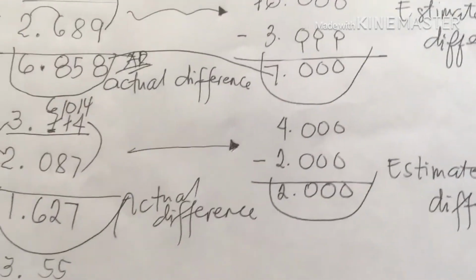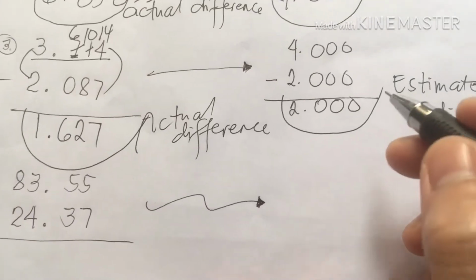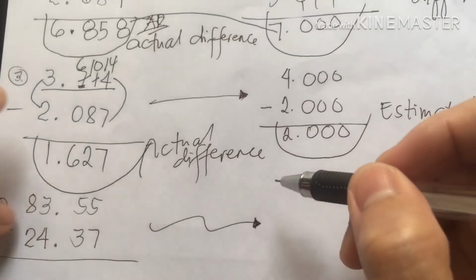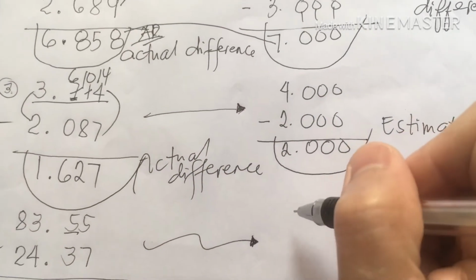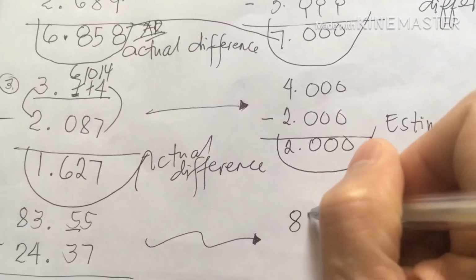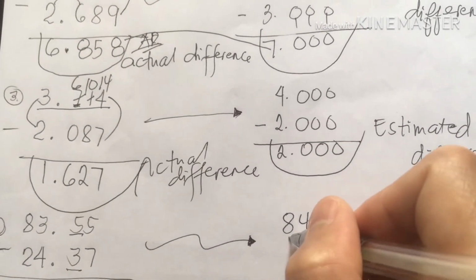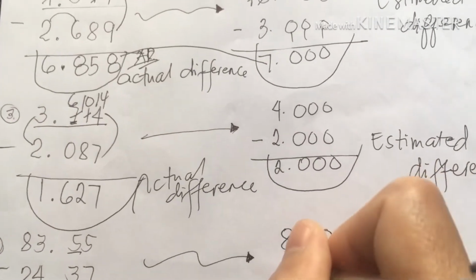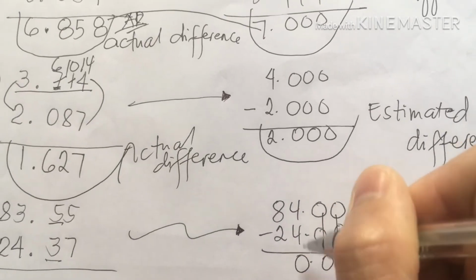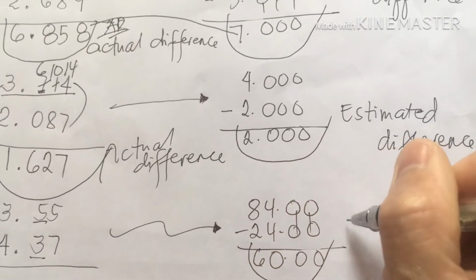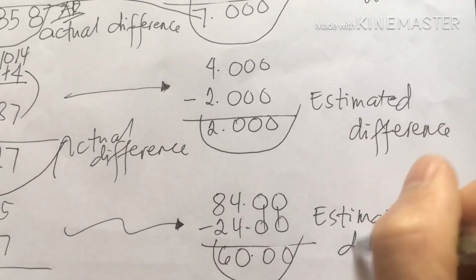Next, class, we have 83.55 and 24.37. So we are going to, what we call, estimate first. So 5 is rounding up, which means we have 84. 24, so 3 is rounding down, still 24. Estimate: 84 minus 24, so 60. This will be our estimated difference.